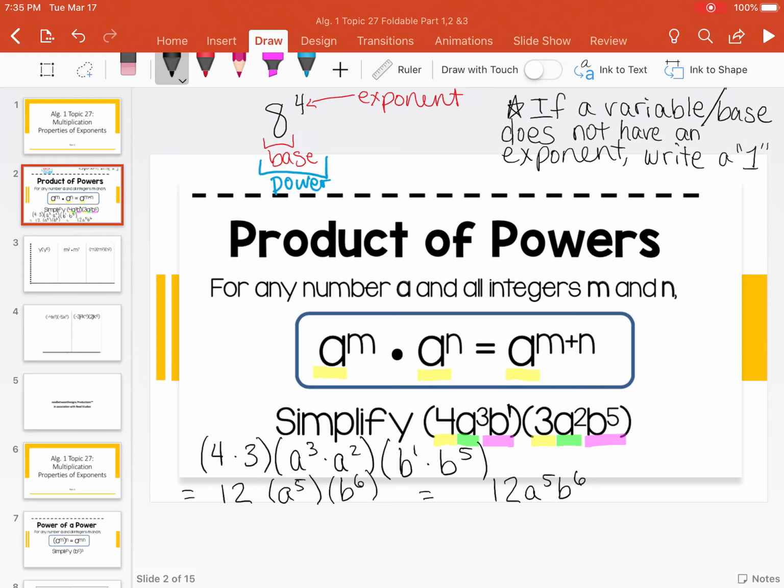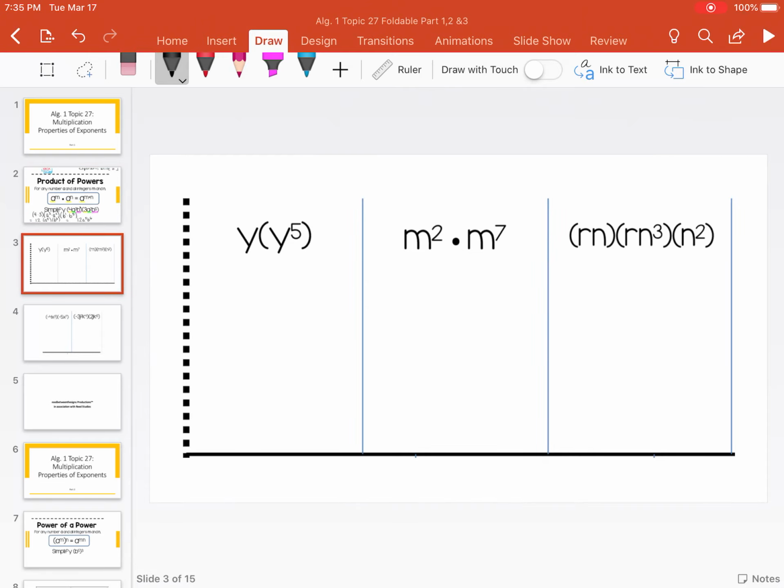Now what I want you to do is open up the top flap. So now we're switching around here. Thank you for being flexible.